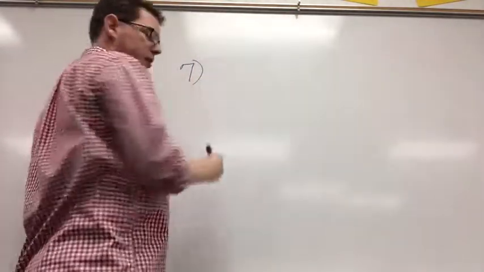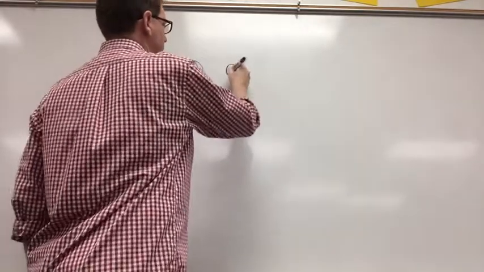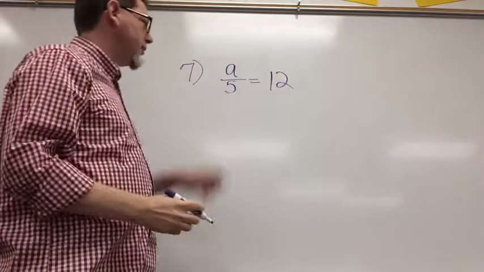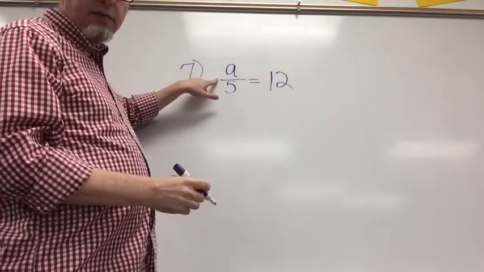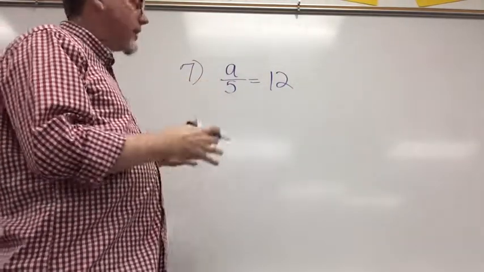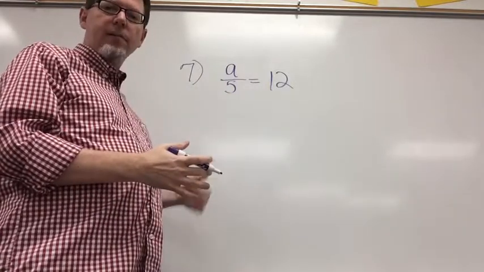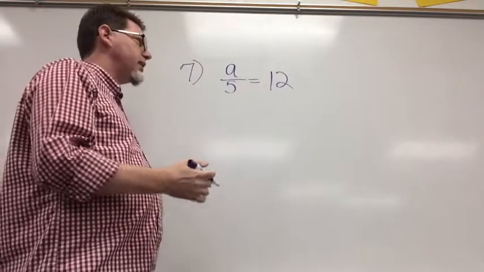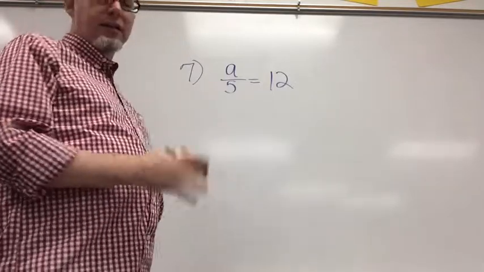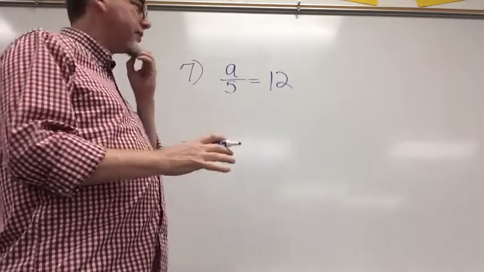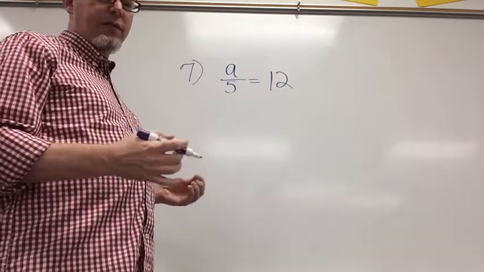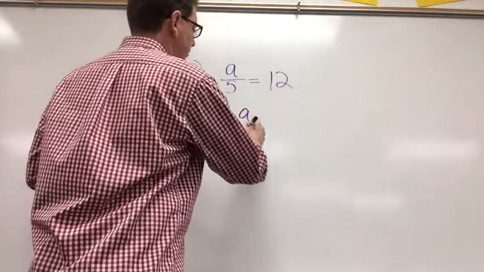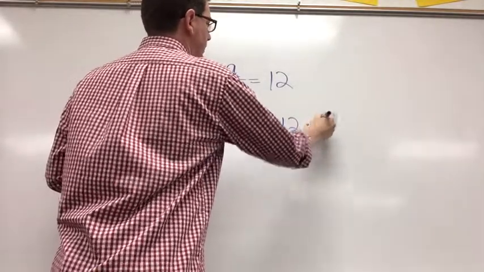So there's 7. We're going to do a divided by 5 equals 12, remembering that this line means to divide. So to get a by itself, or to isolate a, we have to do the opposite, which is to multiply. So we're going to multiply by 5 on both sides. Now here's where it gets a little tricky in the writing it down. Since I'm going to multiply by 5 on both sides, I'm going to put 5 times a over 5 equals 12 times 5.